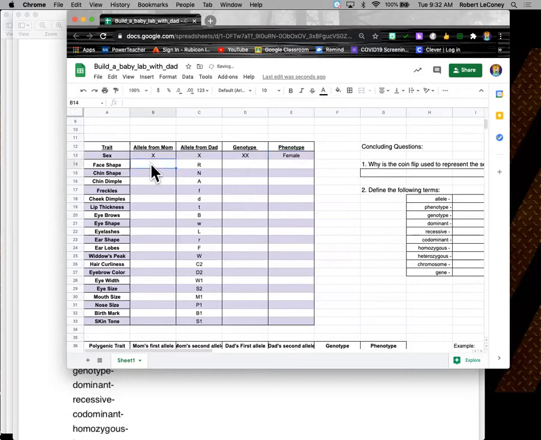Again, flip a coin. This time it's going to be R's. I'll show you what that means in a second. But if you get a heads, capital R. If you get a tails, lowercase r.